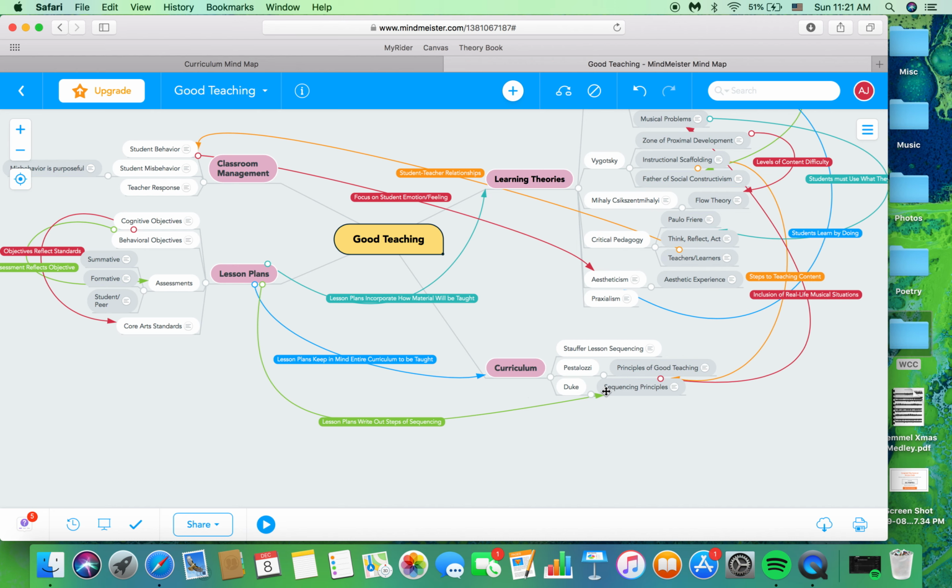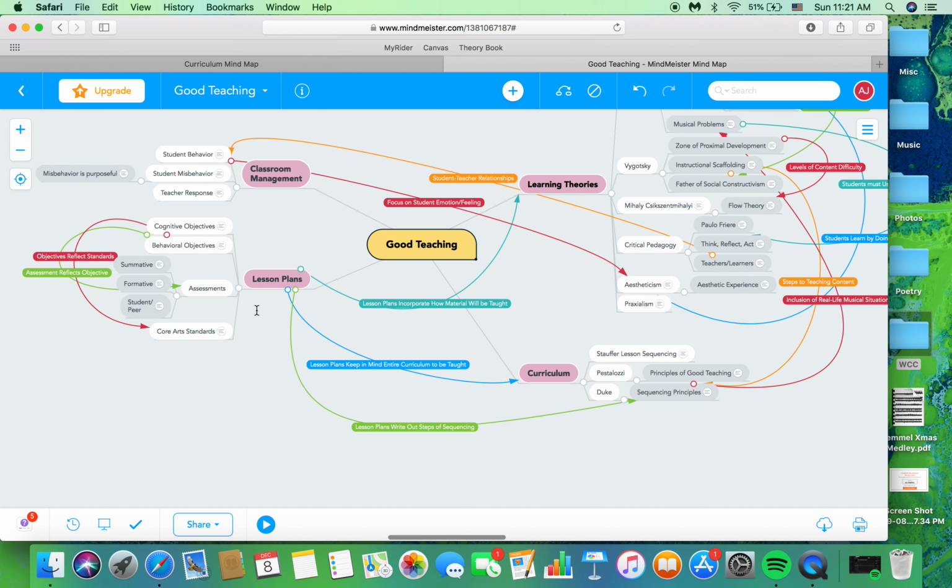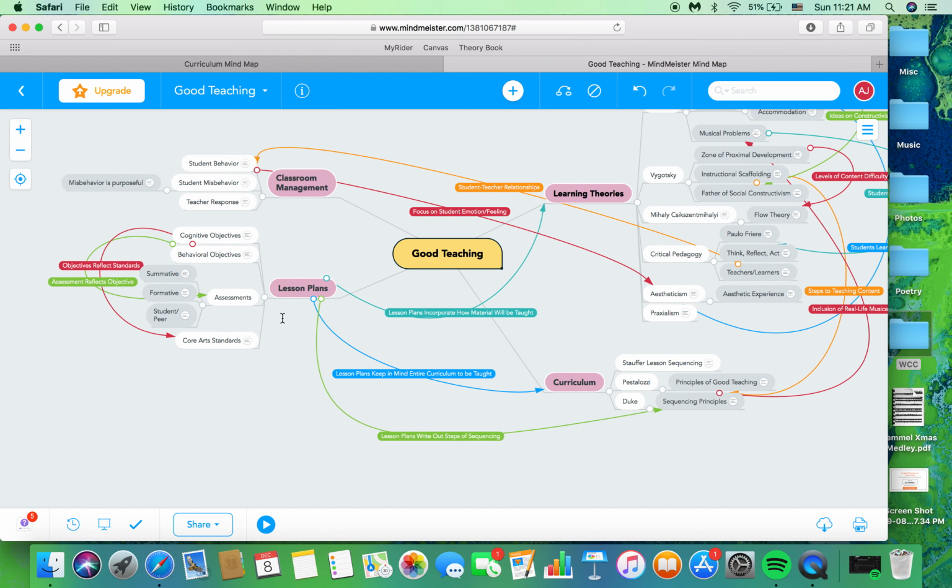And then, sequencing under curriculum, you definitely incorporate your sequencing in lesson plans, and that's the next connection: lesson plans write out steps of sequencing. That's where sequencing is a topic, and, sure, you can look at the steps of sequencing, but you have to incorporate them in your lesson plans, and that's where you really write what you're sequencing and the steps you're going to take to teach that topic in your lesson plan, and you go back, and that's how you incorporate that into your lesson, by looking at your lesson plan and making it.